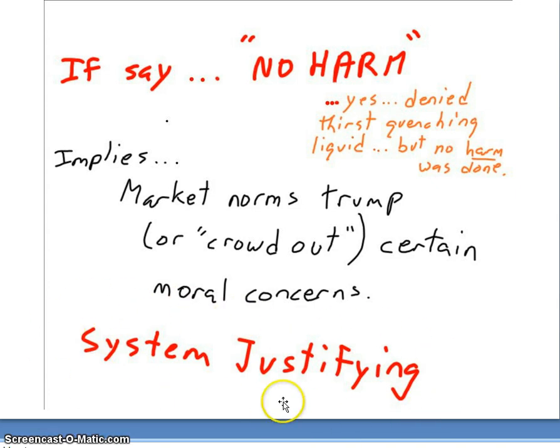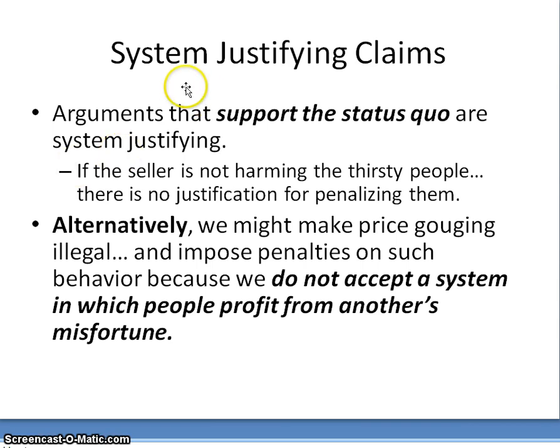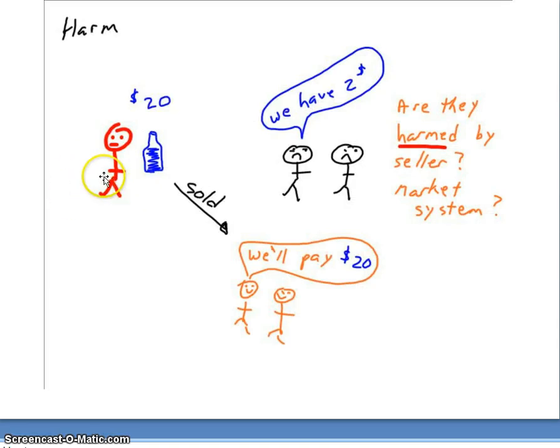Because system justifying arguments are arguments about the social situation where you're saying that the arrangement is okay as it is. Nothing needs to be changed, or we don't have to penalize anybody, right? More specifically, system justifying claims are arguments that support the status quo. If the seller is not harming the thirsty people, then there's no justification for penalizing them. So we're not going to come to this person and say, we're going to lock you up or put you in jail, we're going to fine you or whatever, right? So if we say there's no harm here, then you're giving a system justifying argument for this scenario, that it is permissible for this interaction to happen, even though these two are still thirsty.